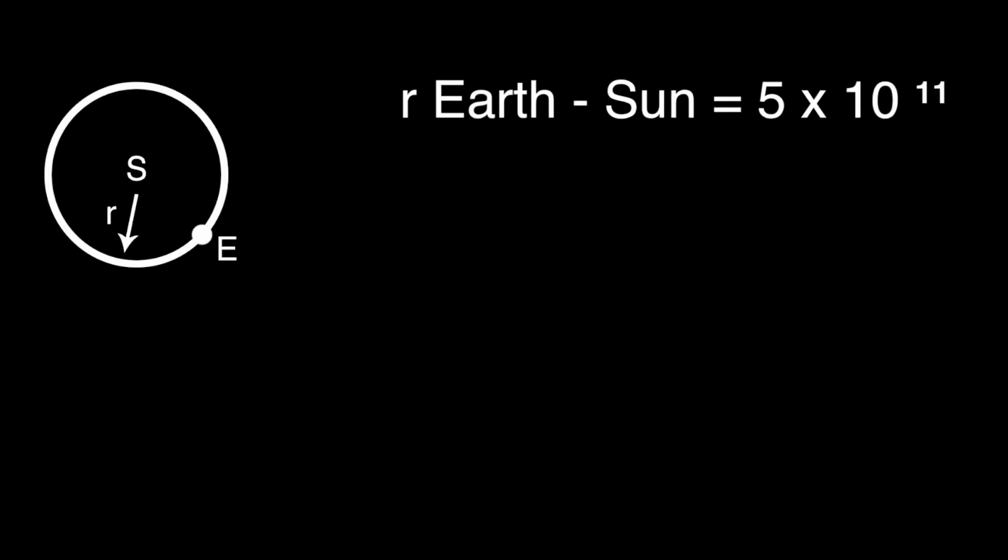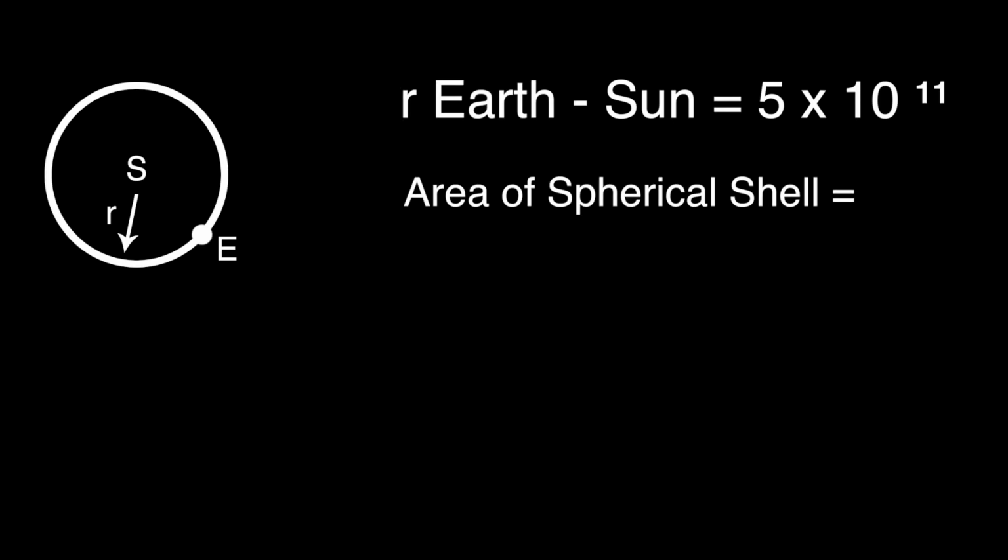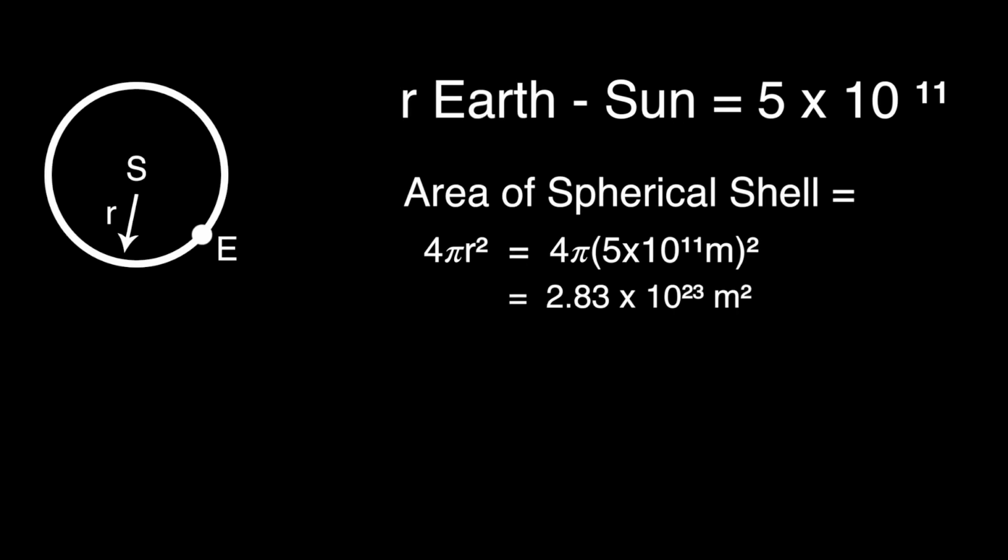Objects with larger area will receive more energy than those with smaller area. To return to the rain analogy, this means I can collect more in a large mouth barrel than in a small cup. The Earth is 5 times 10 to the 11th meters from the sun. So the energy from the sun is evenly spread out over a spherical shell with that radius and with area 4 pi times (5 times 10 to the 11th meters) squared, which is equal to 2.83 times 10 to the 23rd meters squared.